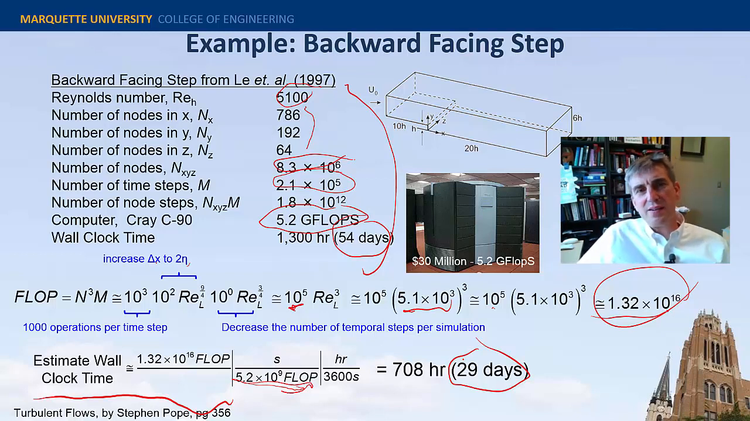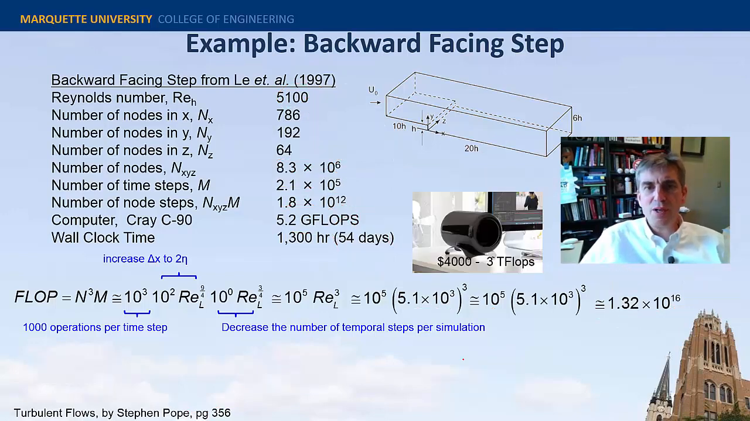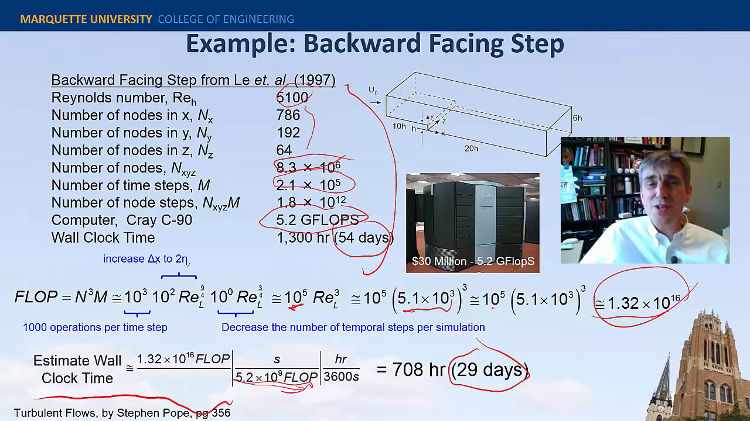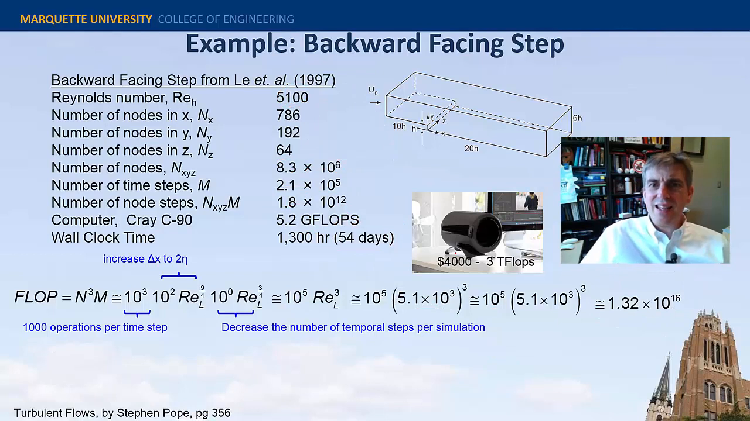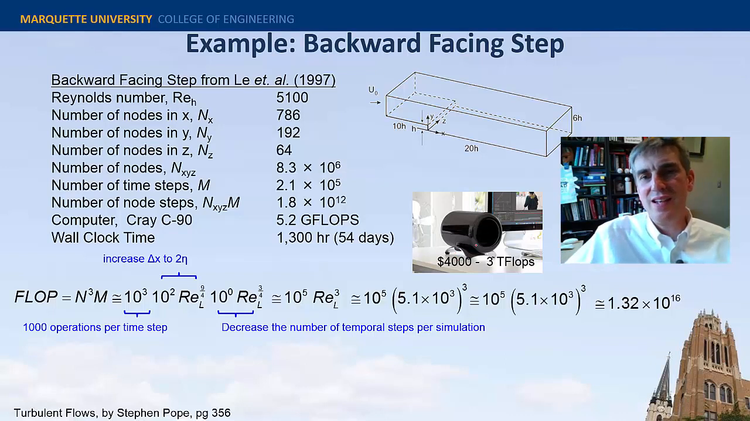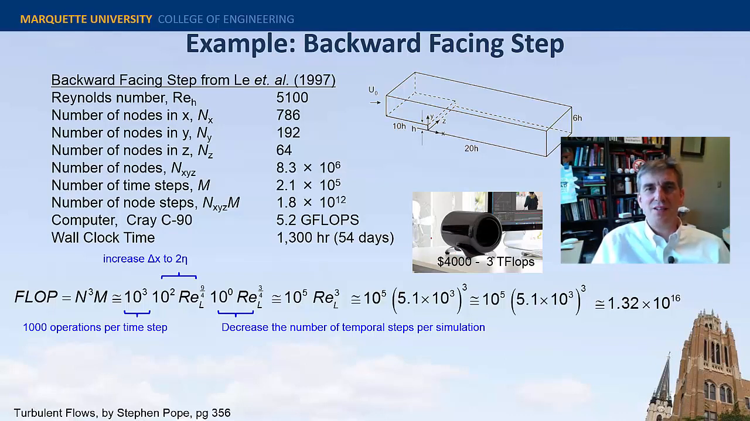You know, if we were to do this calculation today on my desktop here, using my Mac Pro, which cost $4,000, right? What did this thing cost? $30 million for 5.2 gigaflops. I can get 3 teraflops. That's 3 orders of magnitude faster today in 2016 for $4,000. That's a mind-boggling increase.